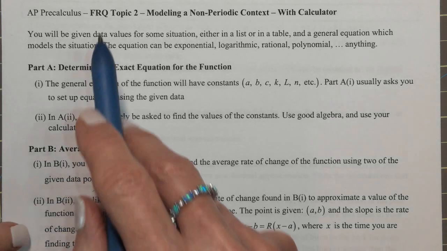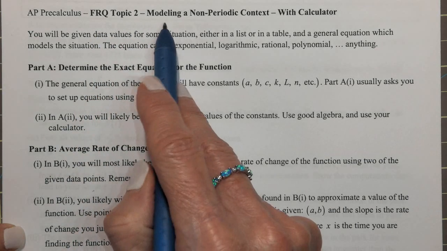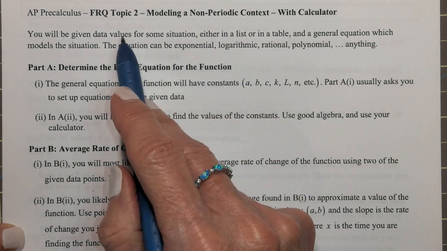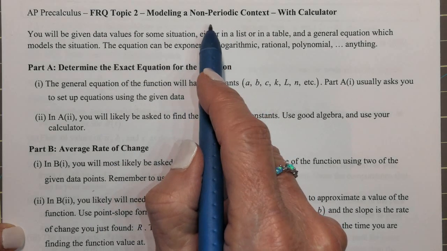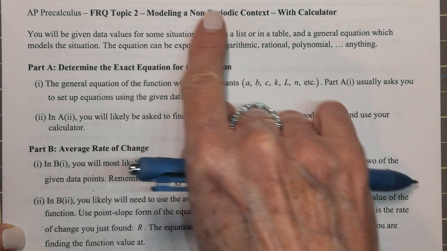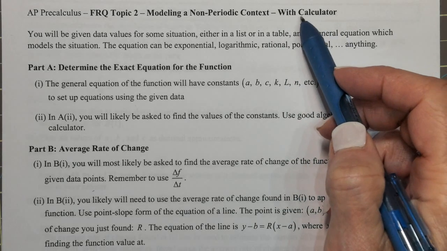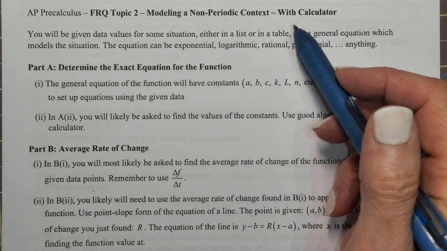Today we're doing FRQ topic 2. This is modeling a non-periodic context. Topic 3 will be modeling a periodic context. Topic 2, a non-periodic context, is always with a calculator. So this will be number 2 on the exam.